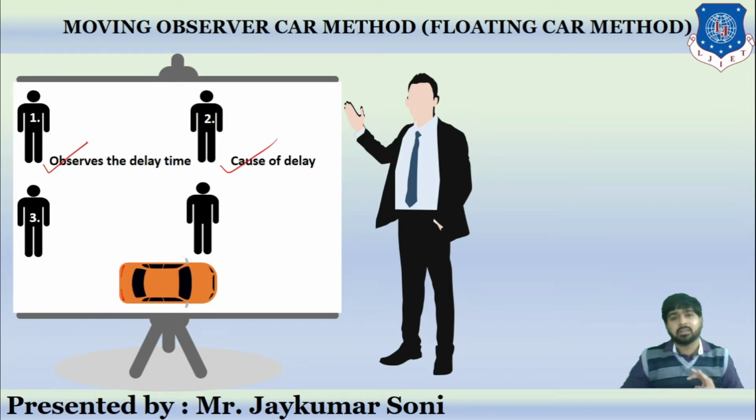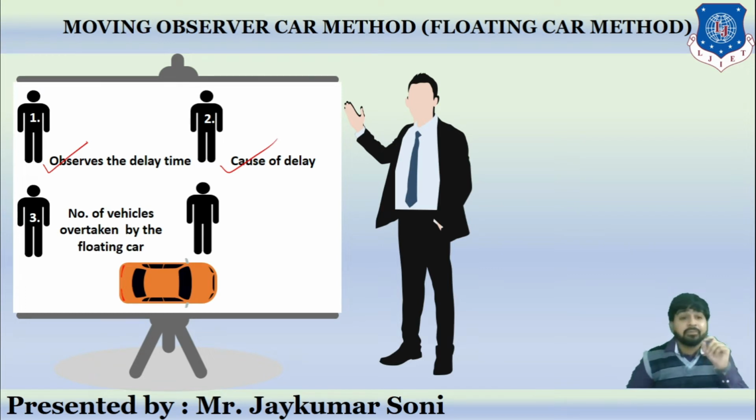Now the third person will count the number of vehicles overtaken by the floating car. It may happen that while traveling on the road, our car may overtake other vehicles also. So this observer will mark how many cars have been overtaken by our car.